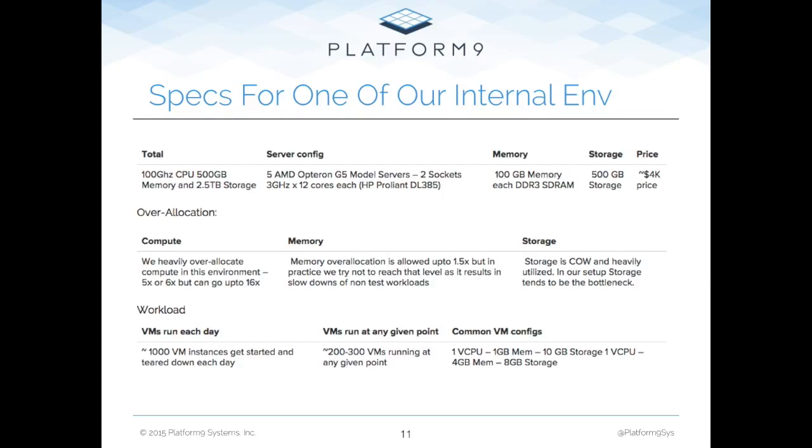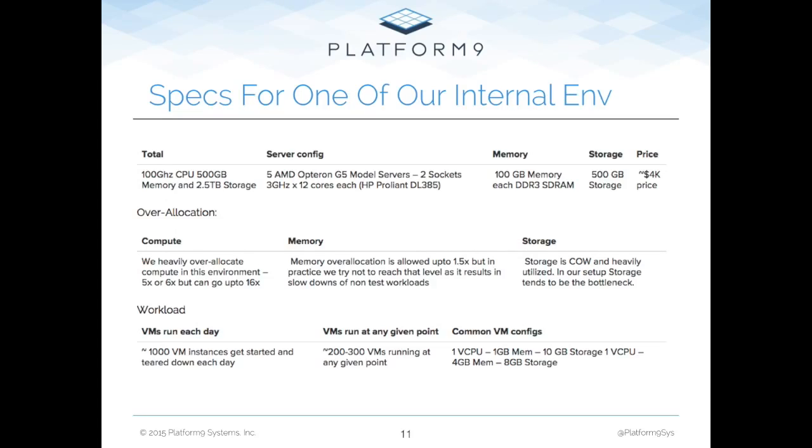With memory, we tend to be a little bit more conservative. So memory over allocation is allowed to be up to 1.5x. But in practice, we tend to not reach those levels, especially because we tend to run non-test workloads side by side with test workloads at times. If you have heavy memory over commitment, then it can slow down some of your non-test workloads. This is also why we recommend running your CI/CD in a dedicated tenant if you can. And then storage in our setup is all heavily shared. It's all QCOW2 based, so it's all copy on write storage. It also tends to be a bottleneck, so it is a factor we tend to watch or monitor fairly closely.